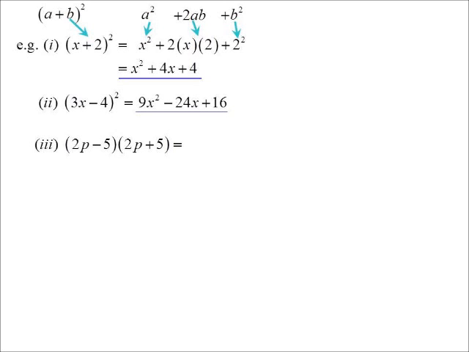Difference of two squares. Doesn't matter whether the minus is in the first one or the second one. If one's minus, one's plus. First one squared minus the second one squared. It's a pattern we know.